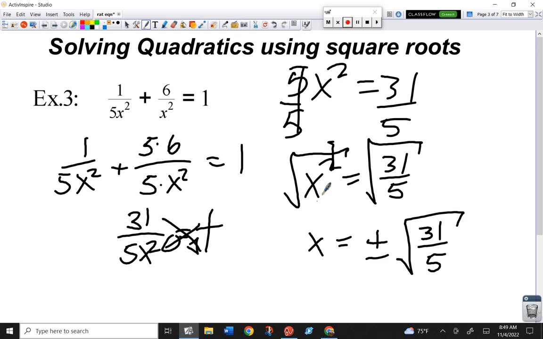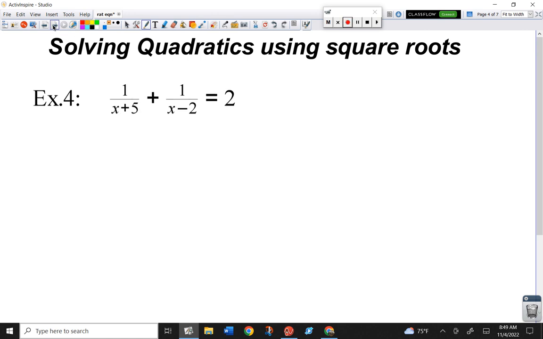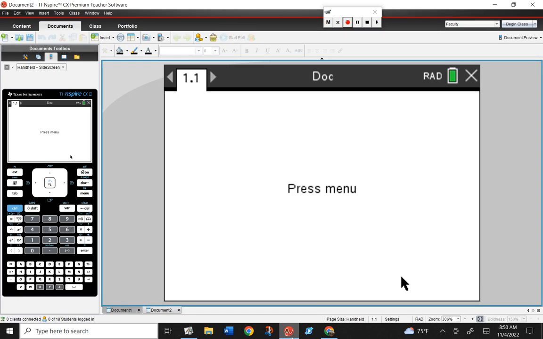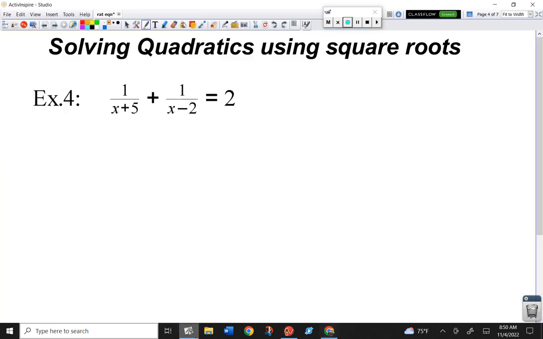Okay, let's move on to example number 4. Example number 4 does get more complicated, y'all, and this is going to involve the use of the calculator. So if you don't have access to the calculator, which you do in class, but if you don't have access outside of class, you can always use Desmos. And I'm going to do this example with the calculator from the class. I'll use the second example with the calculator from Desmos.